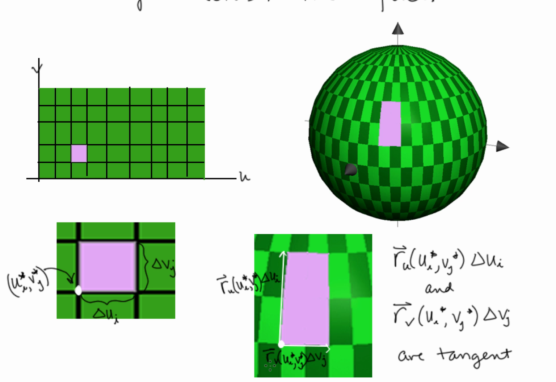Similarly, we take a look at r sub v of u_i star, v_j star, and we multiply that by delta v_j. This gives us the change in position with respect to a change in v of delta v_j units. Again, this is an approximation to the length along the surface because this is a length in the tangent plane.